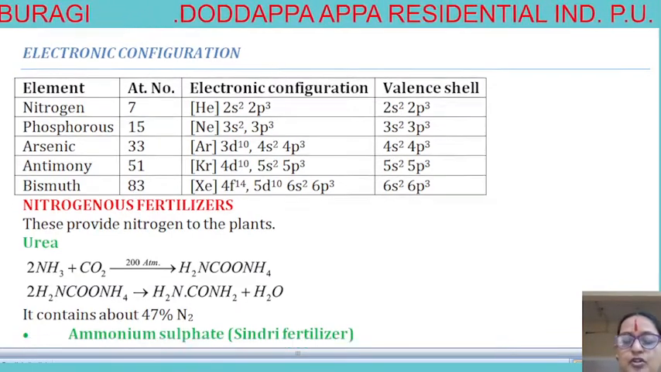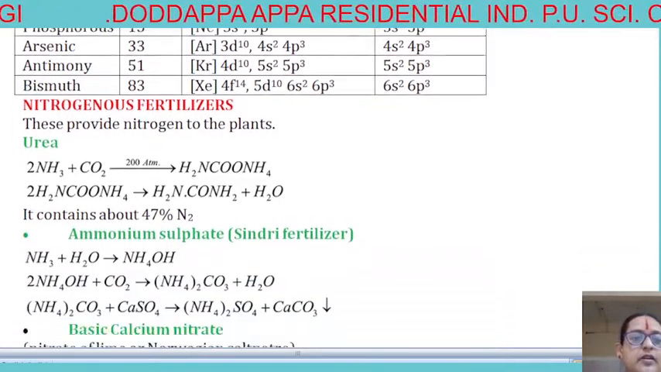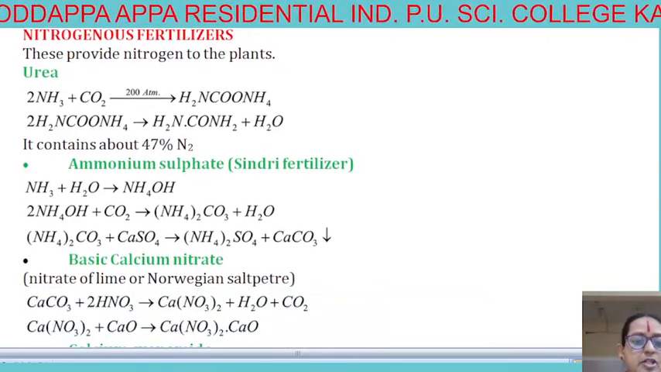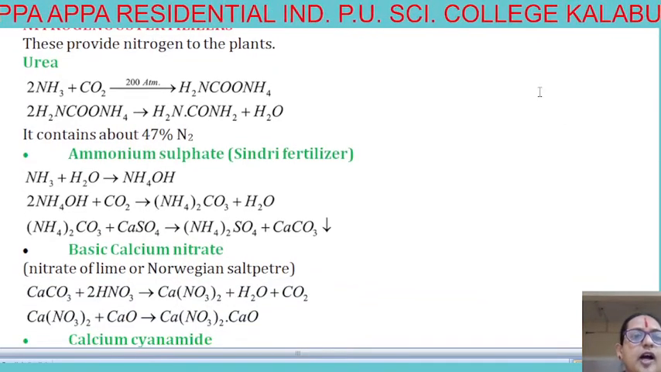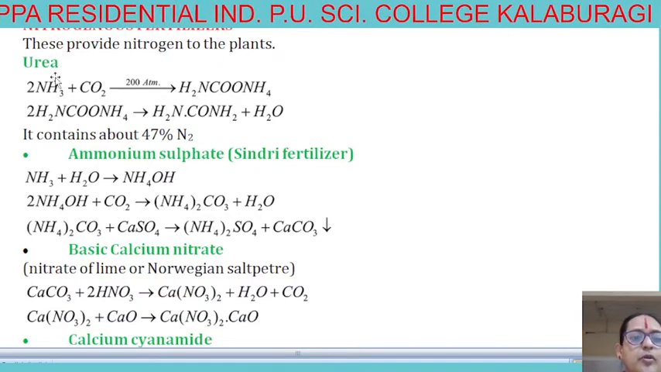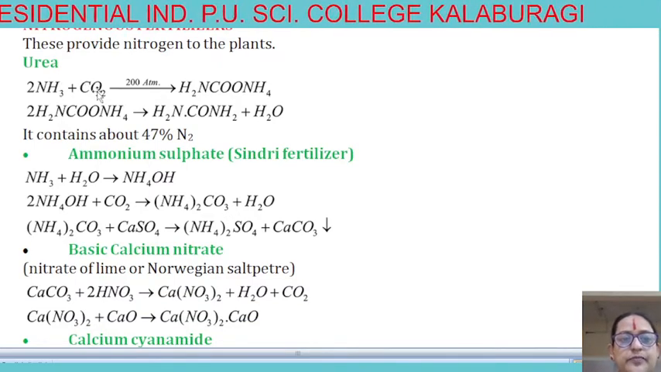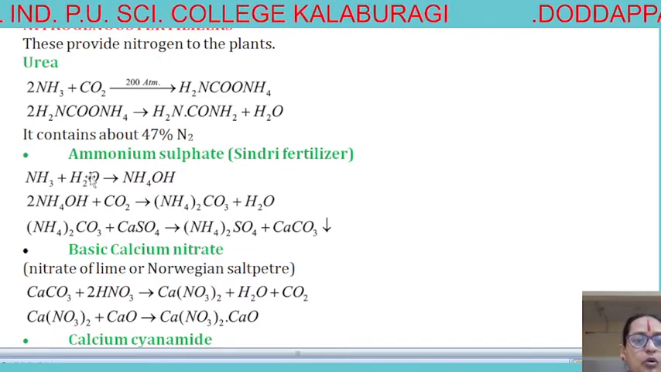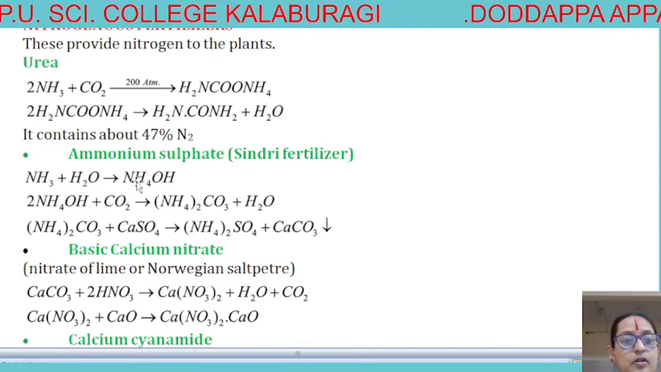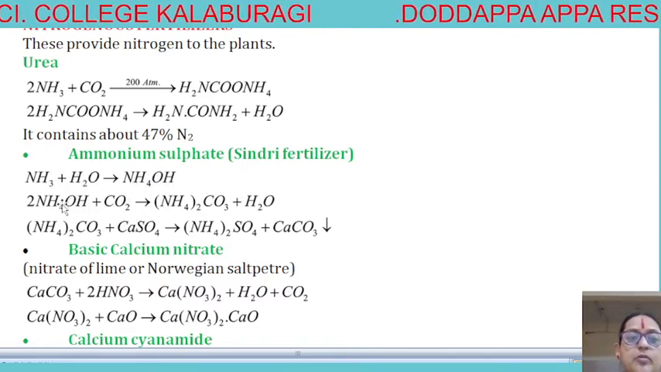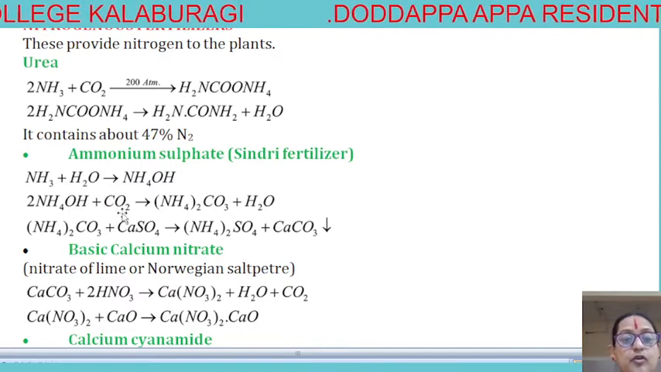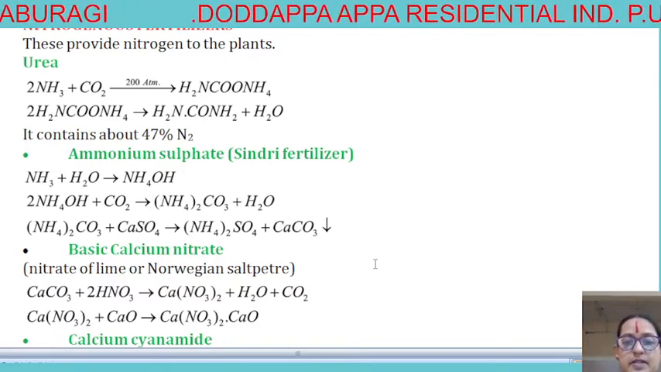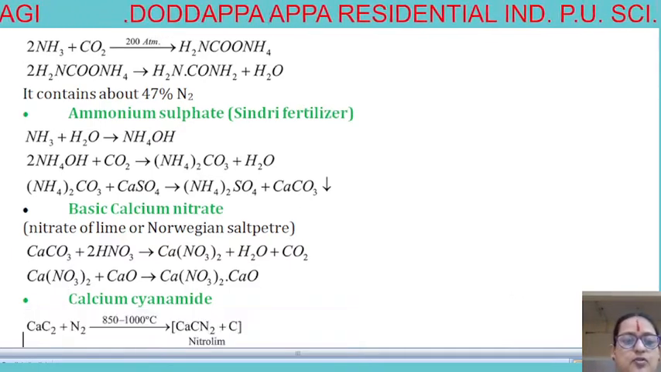These elements are useful as fertilizers, like nitrogenous fertilizers: ammonium sulfate and basic calcium nitrate can be formed. Nitrogenous fertilizer urea can be formed from ammonia and carbon dioxide. Ammonium sulfate can be formed from ammonia and water, which combine to form ammonium hydroxide. Ammonium hydroxide is again treated with carbon dioxide to form ammonium carbonate. This ammonium carbonate is treated with calcium sulfate to form ammonium sulfate. This way these two fertilizers are formed.